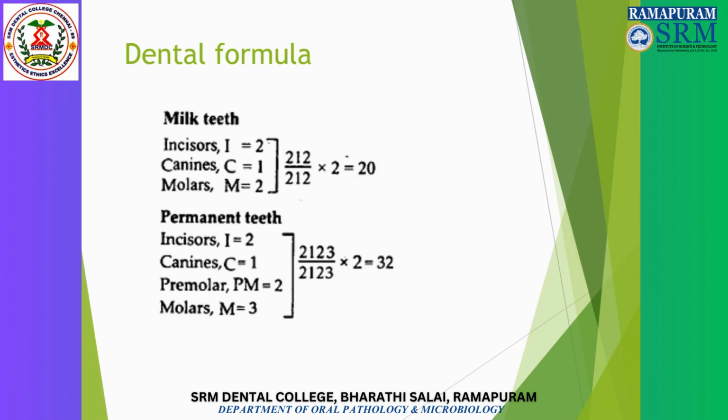Whereas in permanent dentition we have two incisors, one canine, and additionally we have two premolars and three molars in each quadrant. So on the maxilla we have 16 teeth, and in the mandible we have 16 teeth, which makes a sum of 32 teeth.